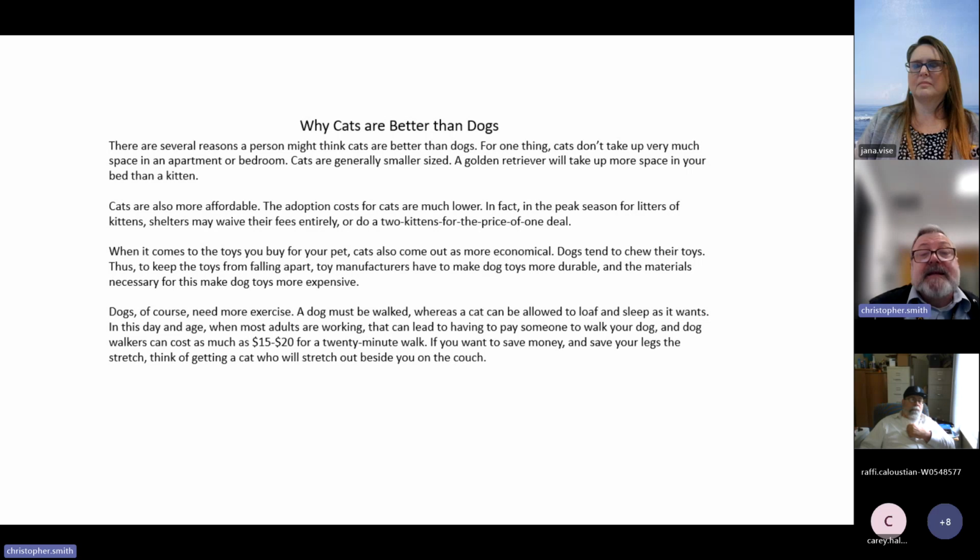Dogs, of course, need more exercise. A dog must be walked, whereas a cat can be allowed to loaf and sleep as it wants. In this day and age, when most adults are working, that can lead to having to pay someone to walk your dog. And dog walkers can cost as much as $15 to $20 for a 20-minute walk. You want to save money and save your legs a stretch. Think of getting a cat who will stretch out beside you on the couch.